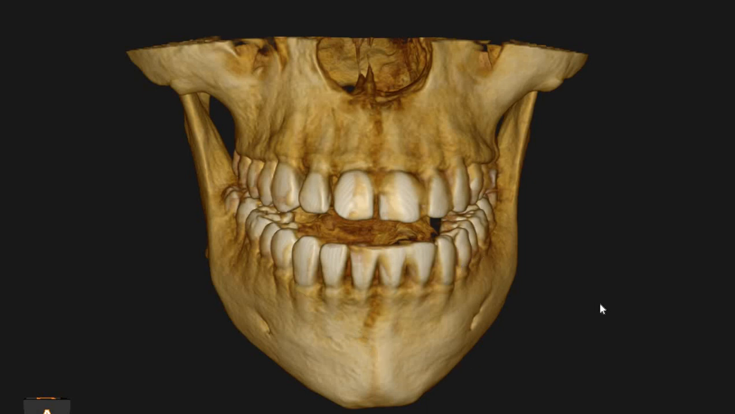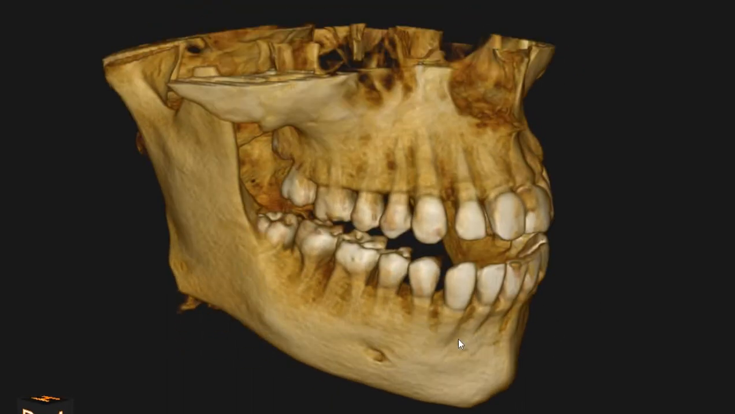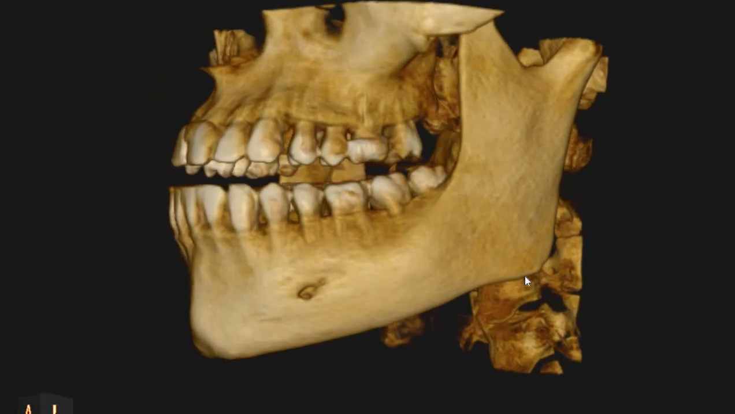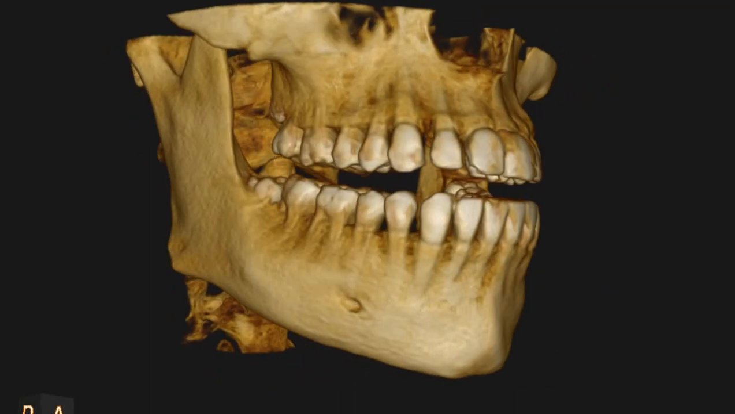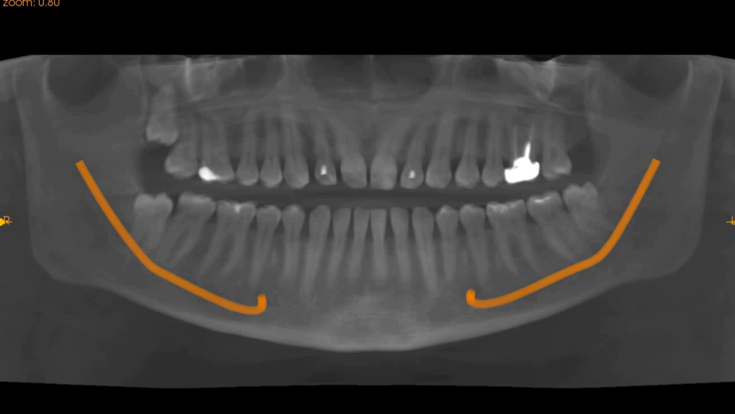This is the CBCT of the patient that you had requested. The area of interest is the lower right wisdom and the lower left wisdom and their association with the inferior alveolar nerve. Now, this is the panoramic view. On the panoramic view, we can clearly see that we've got the two wisdom teeth and you've got the inferior alveolar nerve highlighted in orange. And we can see that it is closely associated.